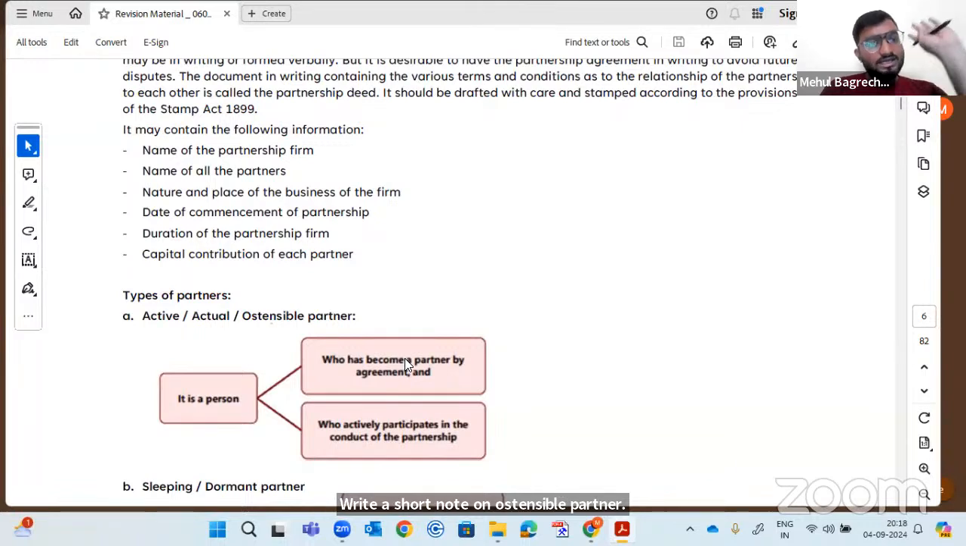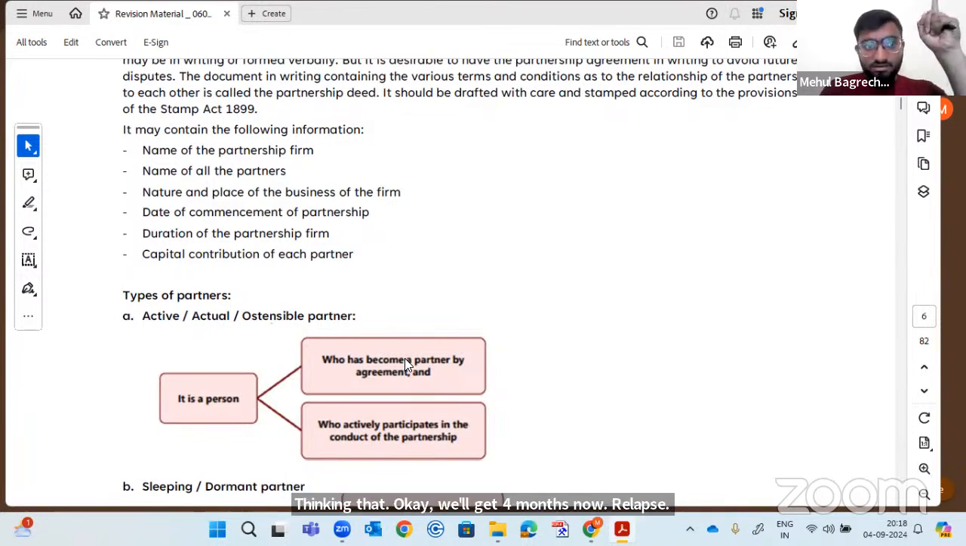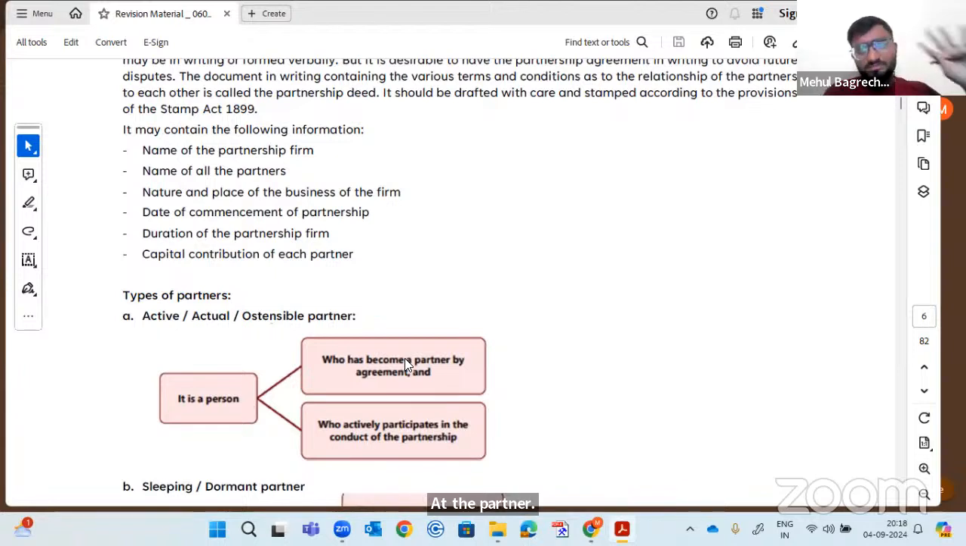Each one of us will start counting stars. So what is this ostensible? Estoppel partner and ostensible partner, same, one and the same. Right, estoppel partner story and come back home, thinking that, okay, we'll get 4 marks now. Relax. First of all, blunder. Second, you didn't read it completely. Active partner, actual partner, also called ostensible partner.